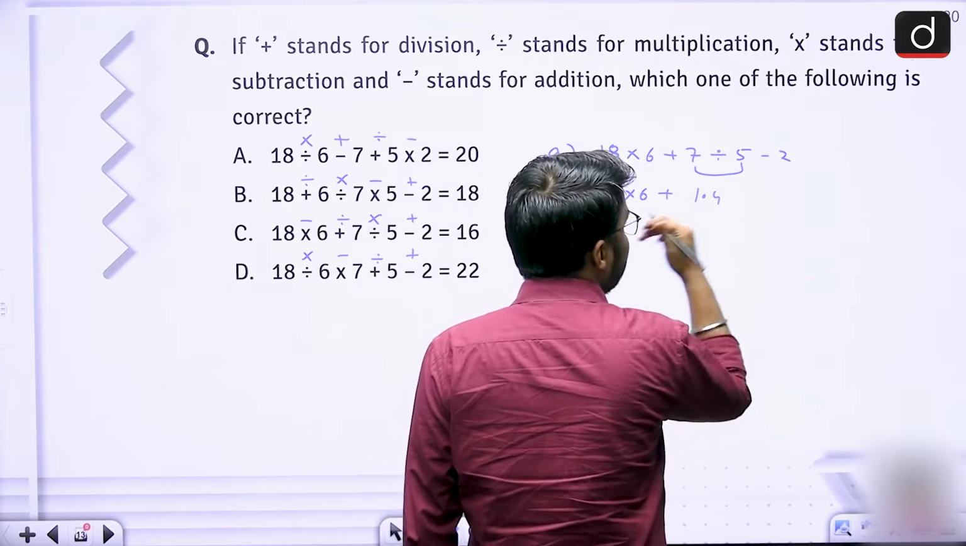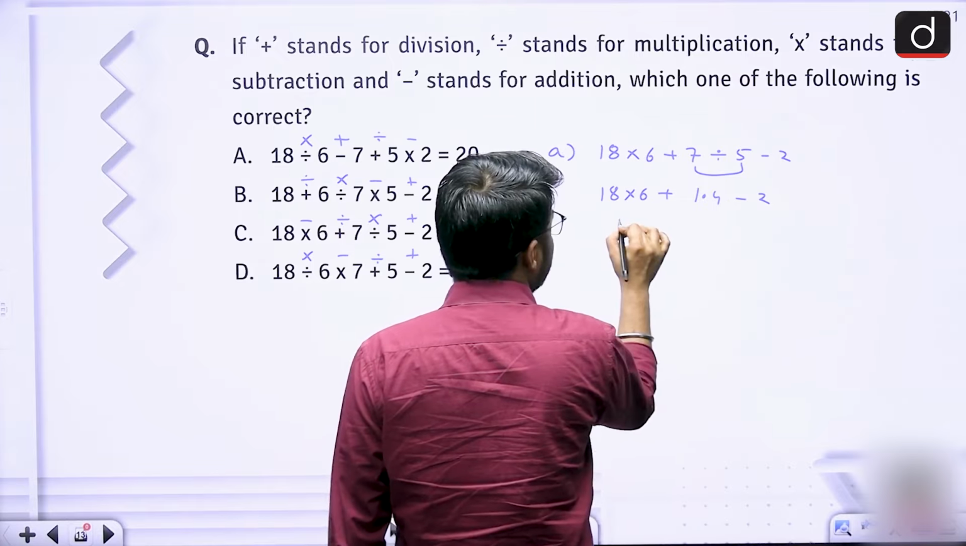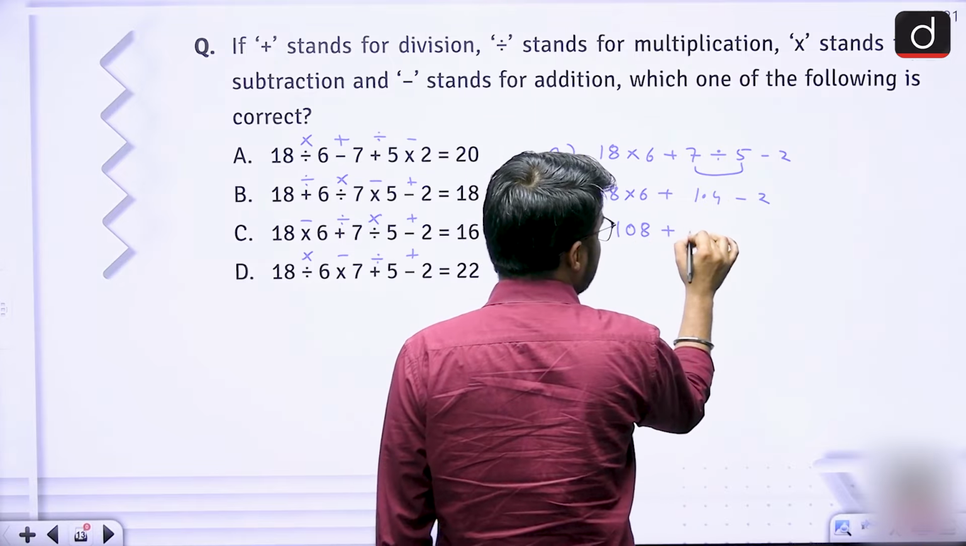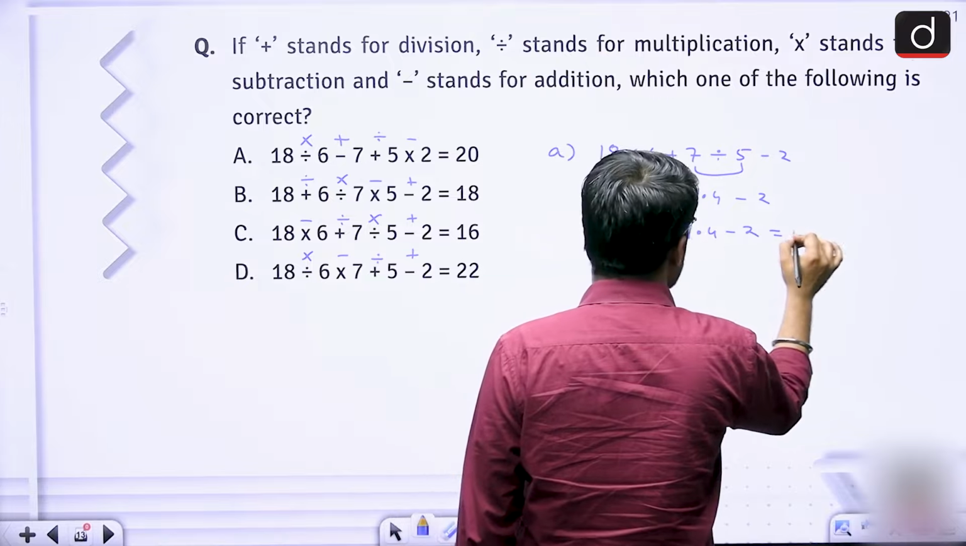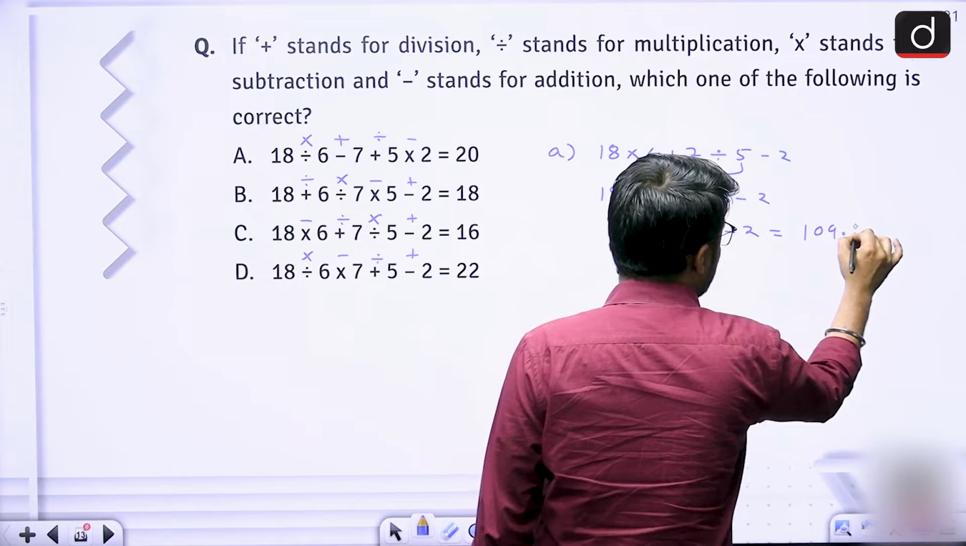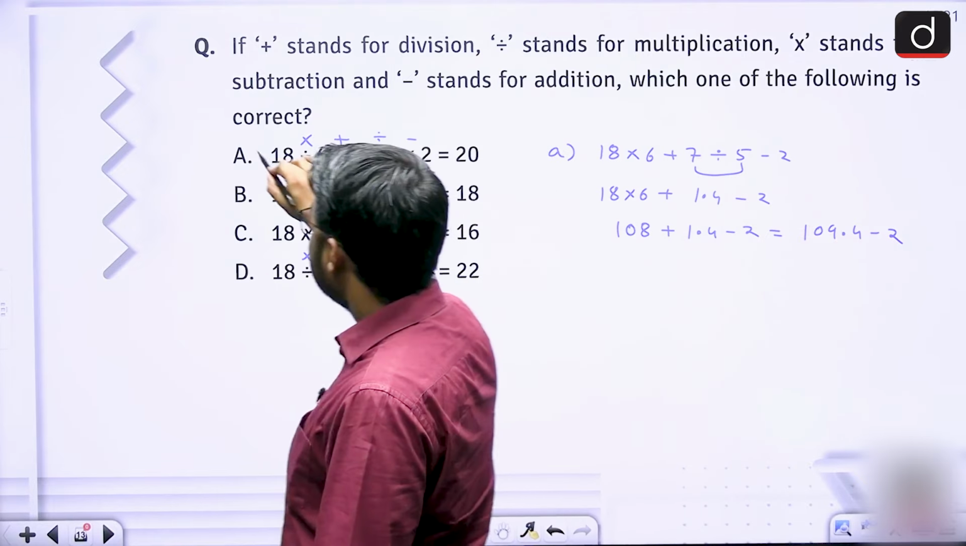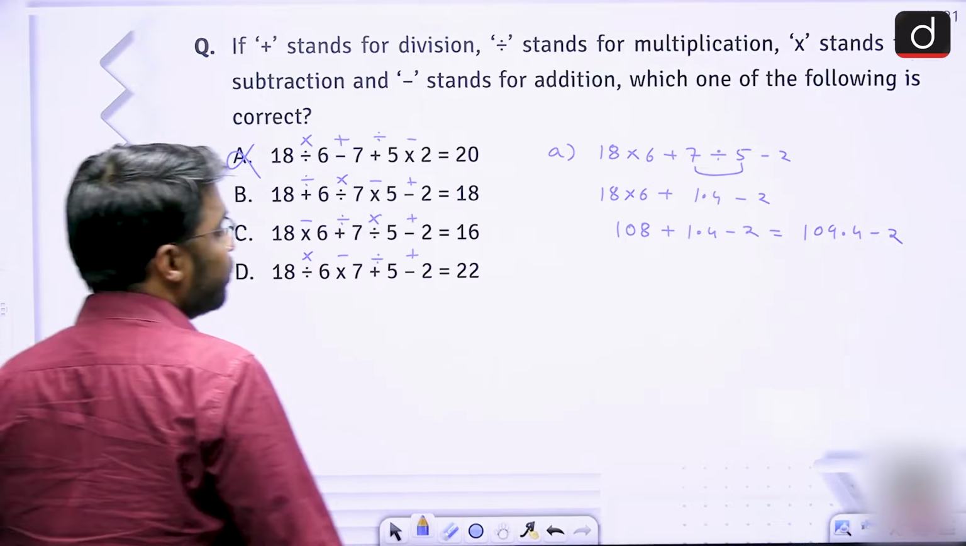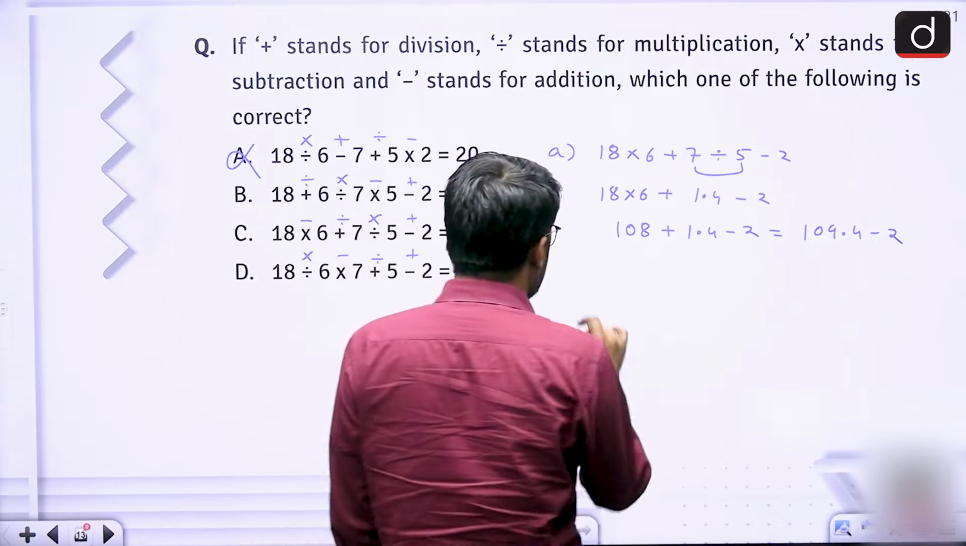So now 7 divided by 5 is 1.4 minus 2. Now 18 into 6 is 108 plus 1.4 minus 2. Now 108 plus 1.4 is 109.4, minus 2. Sir, it is not equal to 20, that is for sure. So option A cannot be my answer.